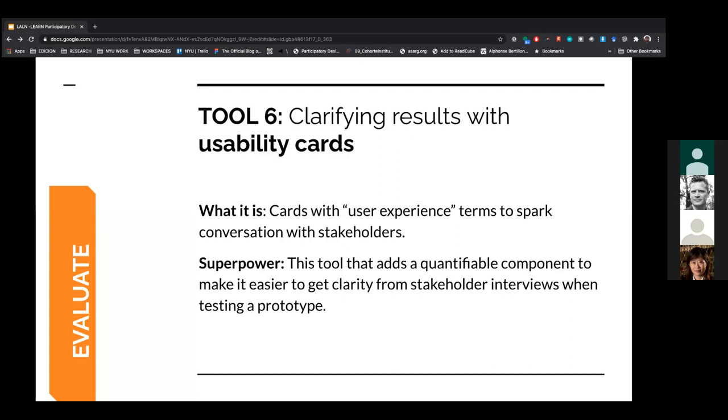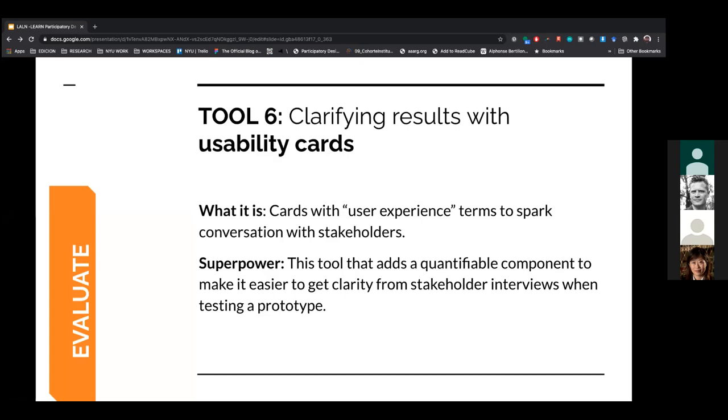And it's great, it brings you a lot of really cool information, but the challenge is, these interviews go for long. You might end up with 20, 30, 50 pages of transcripts that make it challenging. I mean, you have to spend a lot of time parsing what this information is and what it means for your project. So what this tool does is that it adds a quantifiable component to make it easier to clarify from stakeholder interviews when they're testing a prototype.